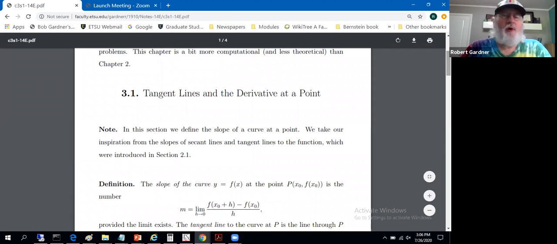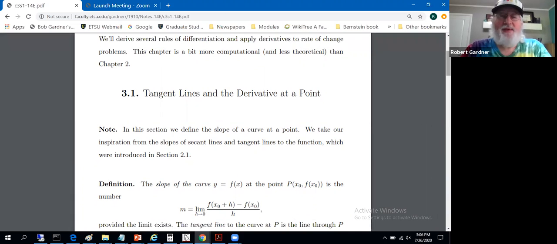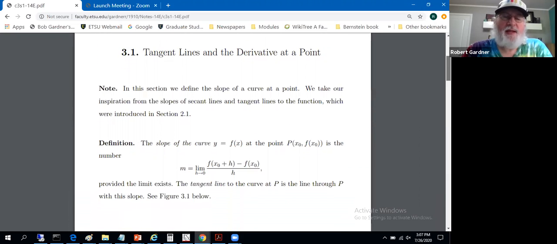Okay, section 3.1, tangent lines and the derivative at a point. So we'll define the slope of a curve in this section, and we'll take inspiration from some of that stuff from section 2.1 about secant lines and tangent lines to define what we mean by the slope of a curve.